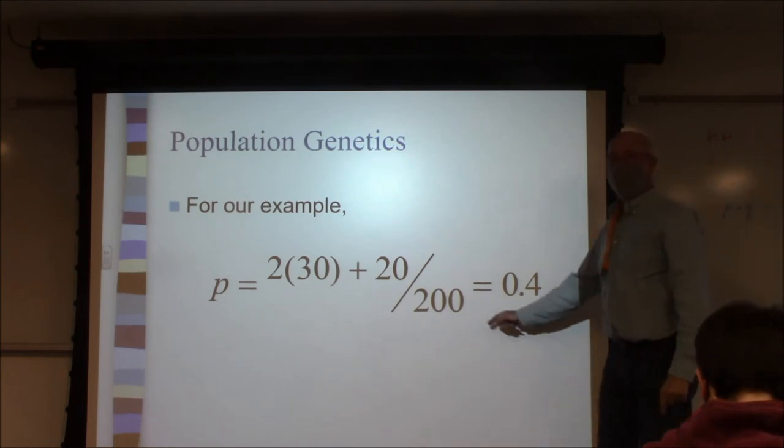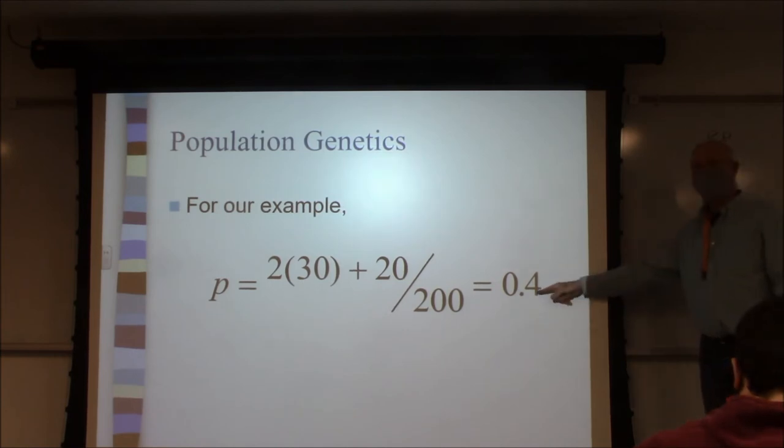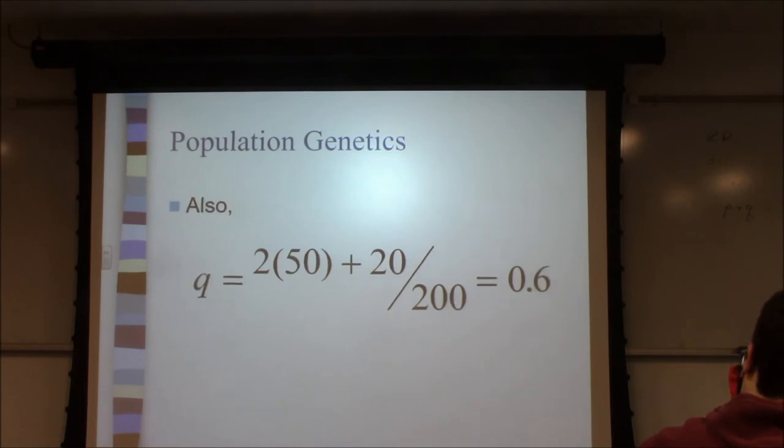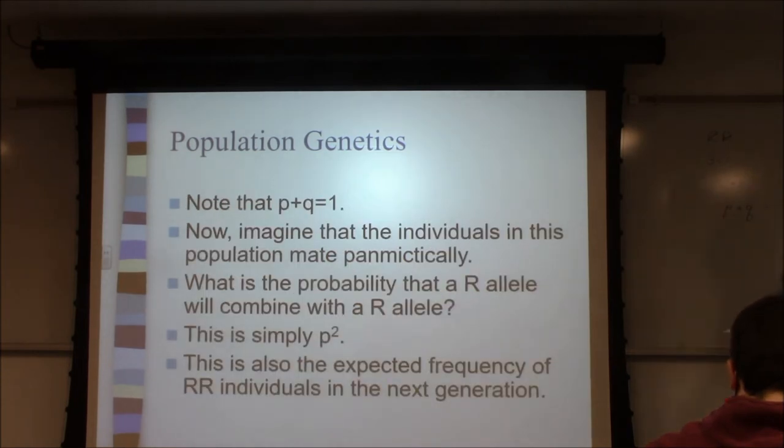And now, how many total alleles do we have? Well, 60 plus 40 plus 100, that's 200. So we have 80 divided by 200 is equal to 0.4. So the frequency of the big R allele is 0.4. The frequency of the little r allele is 0.6. 0.4 plus 0.6 is equal to 1. All right, so to get Q, it's the same thing, 2 times 50 plus 20 divided by 200 is 0.6. So same thing. So P plus Q is equal to 1.